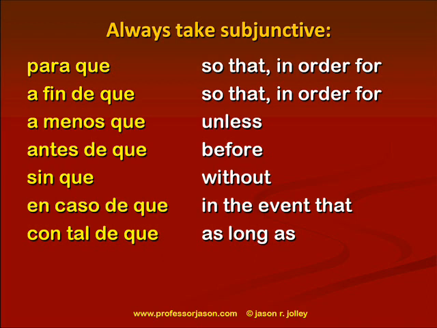Subjunctive use category 5 involves a group of adverbial conjunctions that always require the subjunctive. So in a sense, this category is one of the easiest ones to master because the list can be easily memorized, the list you're seeing on this slide. And these expressions always trigger the subjunctive, no exceptions. So if you have these expressions with the que, you're always going to have the subjunctive in the clause that follows. Para que means so that, or in order to, in order for. A fin de que, same thing. A menos que, unless. Antes de que, obviously before. Sin que, without. En caso de que, in the event that, and con tal de que, as long as.